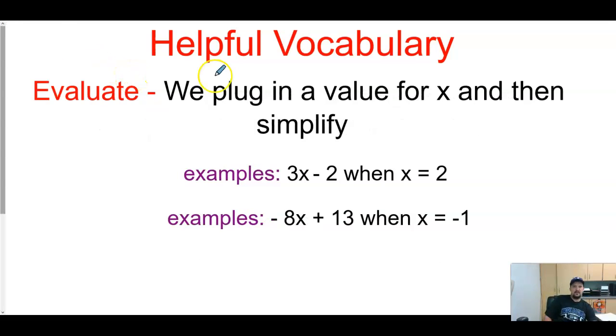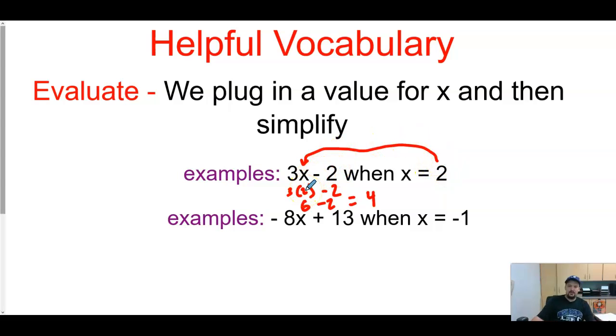Okay, then evaluate. When we're evaluating, we're plugging in a value for x and then simplifying. For example, here it says 3x minus 2 when x equals 2. Well, that's just saying take this 2 and plug it in right there. So we got 3 times 2 minus 2, 6 minus 2 equals 4. Whenever you see something that says when x equals 2, that means plug it in.